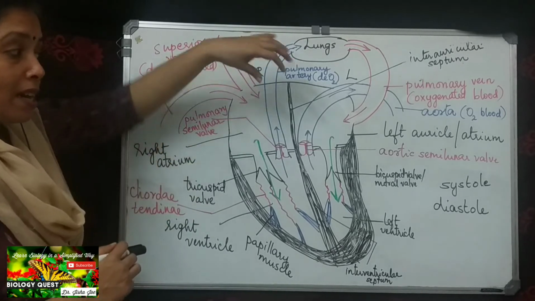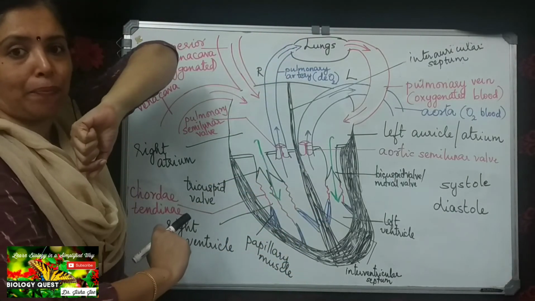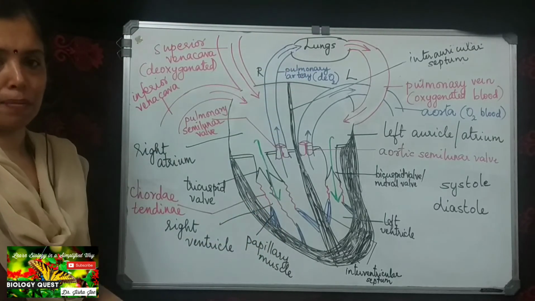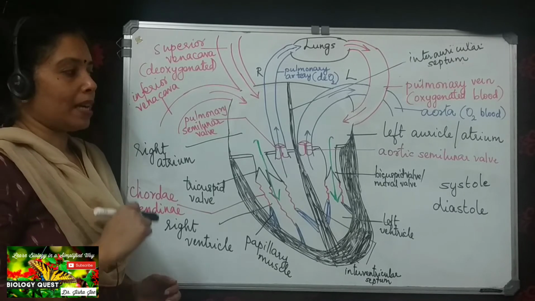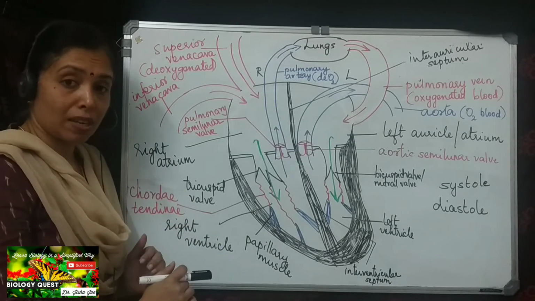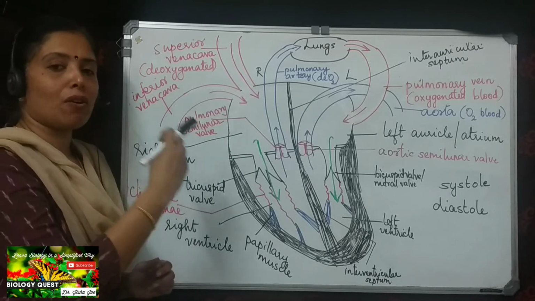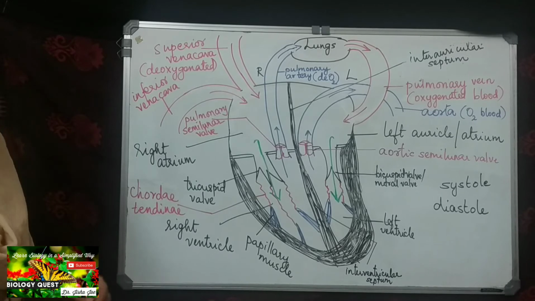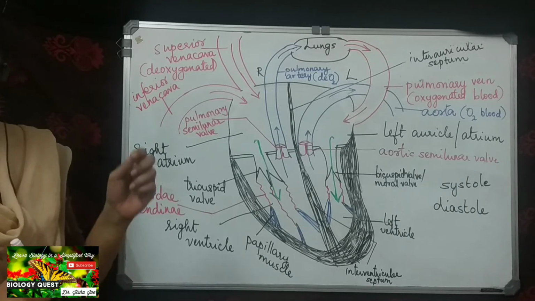So when auricular systole takes place, ventricular diastole takes place. When ventricular systole occurs, auricular diastole takes place. So that is happening like that. Simultaneously, as I told you, auricular systole and ventricular diastole take place, or ventricular systole and auricular diastole will take place. So there is a systolic phase and a diastolic phase.